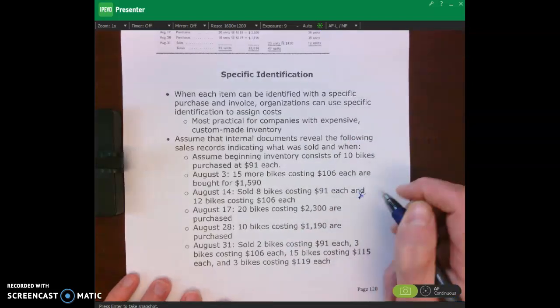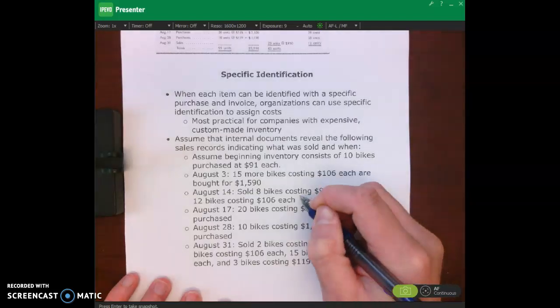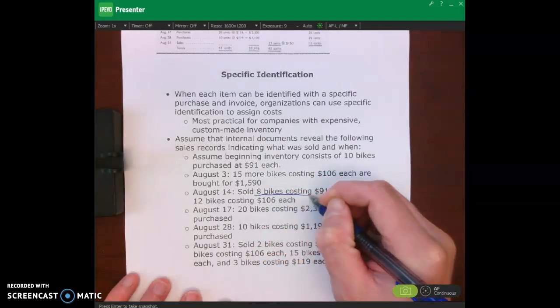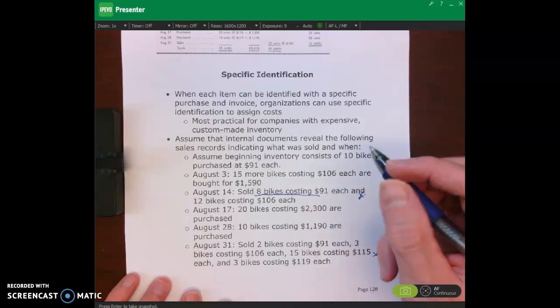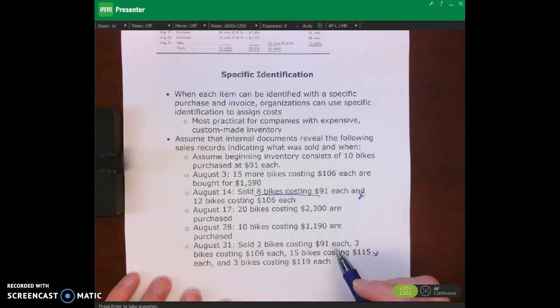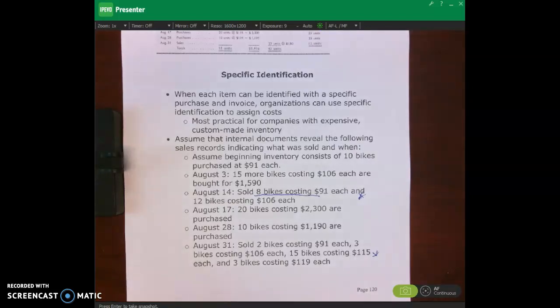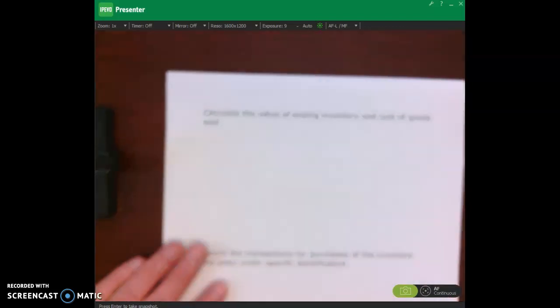So look at the days that I have sales, on the 14th and then the 31st, and see how I'm telling you we sold 8 bikes that had cost us $91 each. See how I'm identifying the price? I'm identifying the cost that we bought it for. That's because of specific identification: I know that I'm selling these exact bikes, and these bikes cost me this much money. I can do that because I know the specific cost of each item that I'm selling.